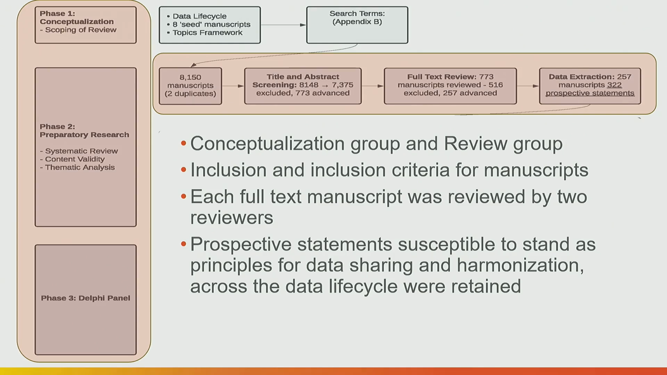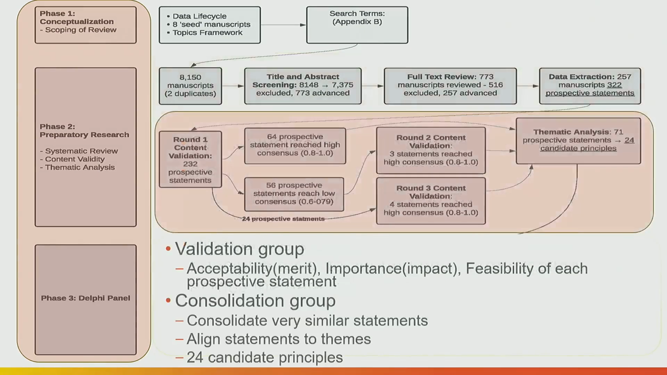That's a whole lot of guiding principles, and we can't stay there. We have a lot more work to do. So this is where we pass the baton from the conceptualization group to the validation group, and we entered the second phase. From those 322, we categorized them along different themes of interest and, after much consolidation and validation on acceptability, importance, and feasibility of these prospective statements, extracted 24 candidate guiding principles that we could put forth to the Delphi group.